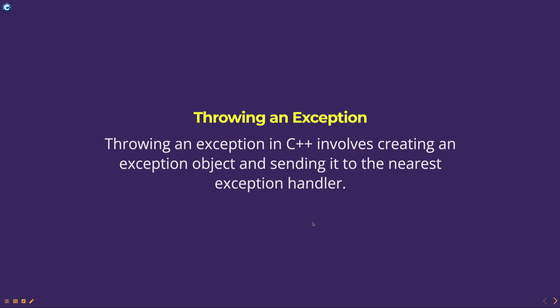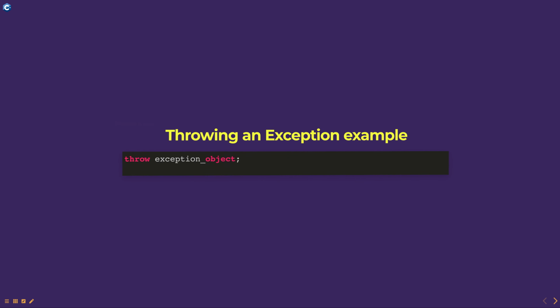Throwing an exception in C++ involves creating an exception object and sending it to the nearest exception handler. The throw keyword is used to throw an exception. The general form of the throw statement is as below, where exception object is an object of any type, such as built-in data type or a user-defined type. The type of the exception object determines the type of the exception.